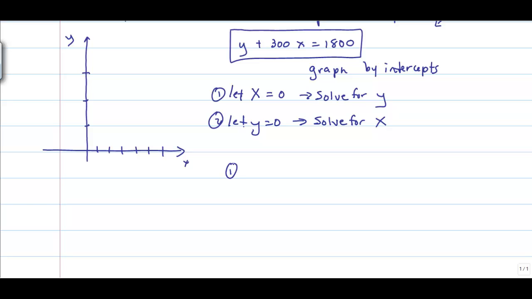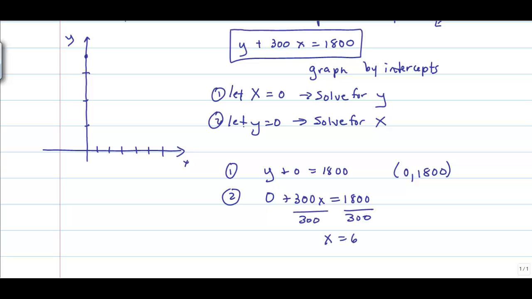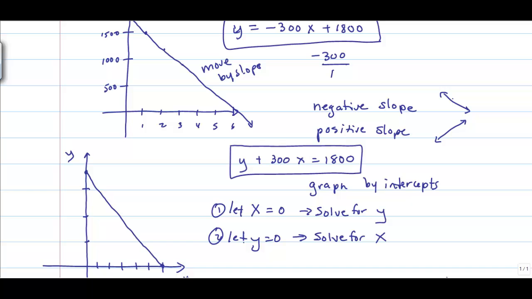So let's do this. If I let x equal 0, I get that y is equal to 1800. So this is the point (0, 1800). And I'm going to go ahead and graph that point. The next thing we'll do is let y equal 0. When I do that, I'll need to divide both sides by 300, and I'll get that x is equal to 6, and that's the point (6, 0). So I'll plot that point. I've got my 2 points, I just connect them with a line, and now I've graphed by the intercepts. And it's the same graph as I had before.